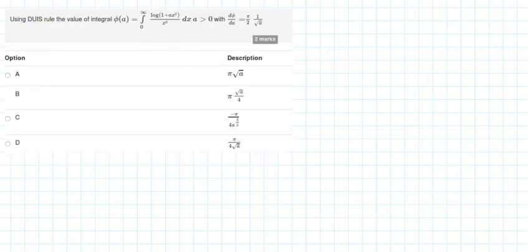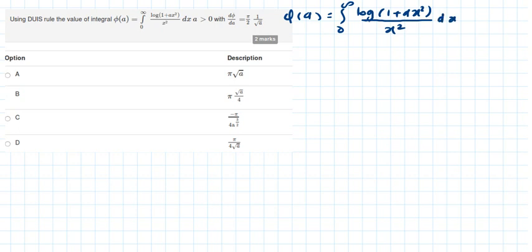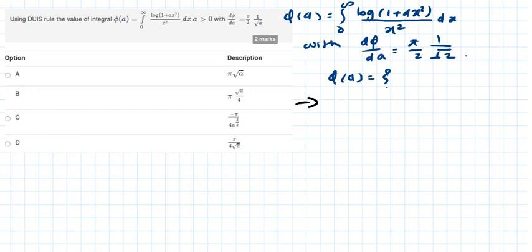Next question. So using DUIS rule, what is given? Given is phi of a equal to integration 0 to infinity log of 1 plus ax square upon x square dx, with d phi by dA equal to pi by 2 into 1 by root a. So they have asked what is phi of a. So our question is to find what is phi of a.